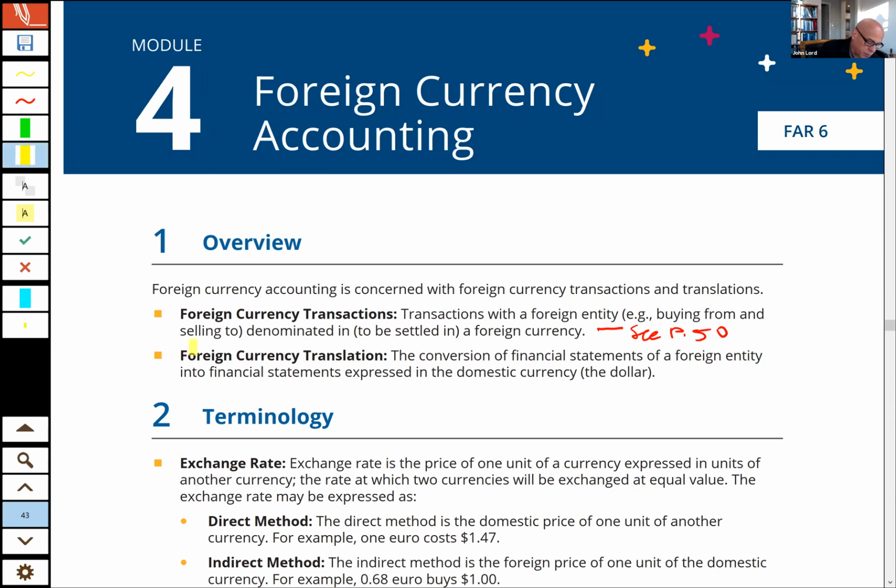Okay. Where we're going to spend most of our time is on foreign currency translation / remeasurement. I don't know why they didn't say remeasurement. Okay, now this is what happens when we are basically going to have to turn a company's financial statements from one currency over to another. We either call that translation or remeasurement.